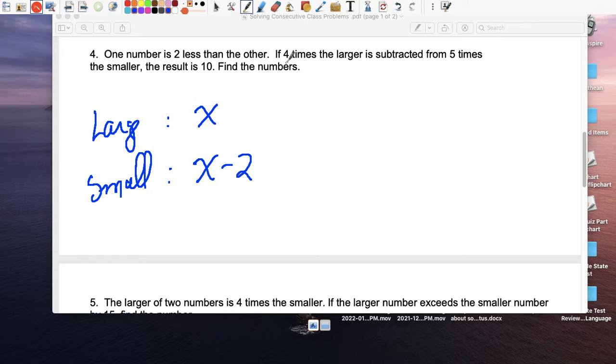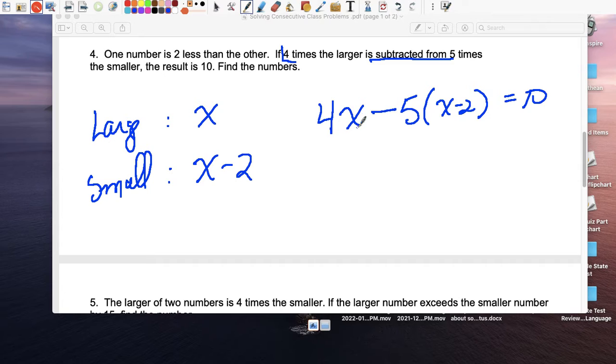Now let's take that information and set up the equation starting here. 4 times the larger, or 4 times x, is subtracted from 5 times the smaller. Is subtracted from is going to be a turnaround. So let's set up the equation first. 4x, 4 times the larger, minus 5 times the smaller, which is x minus 2. It's going to equal 10.